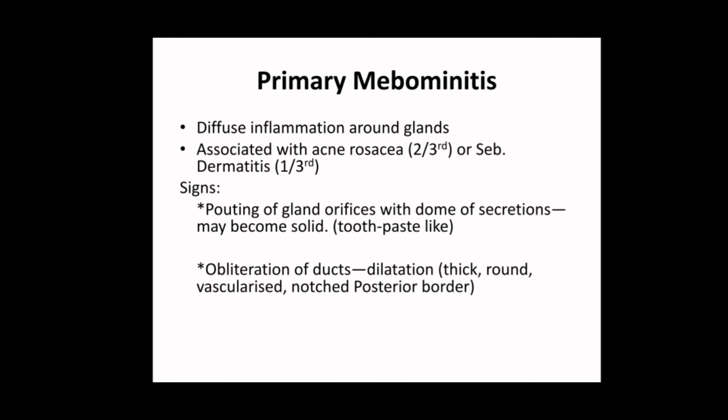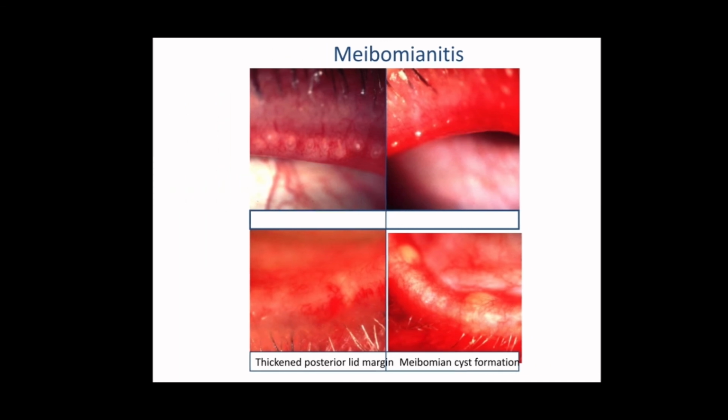It is associated with acne rosacea in two-thirds of cases or seborrheic dermatitis in one-third of cases. Signs: pouting of gland orifices with a dome of secretions, which may become solid, toothpaste-like. Obliteration of ducts and dilatation will be present. A thick, round, vascularized, notched posterior border can also be seen. This is a picture of meibomianitis. In this you can see thickened posterior lid margin, meibomian cyst formation, etc.